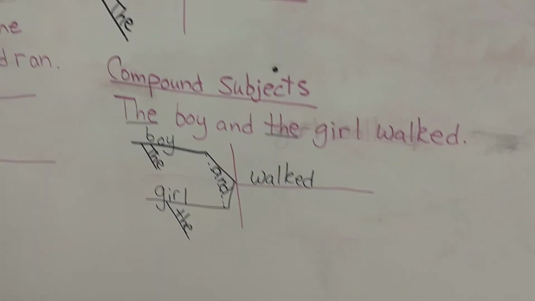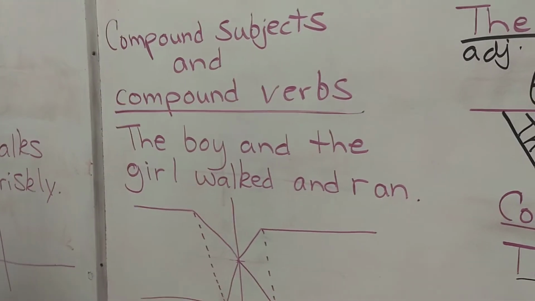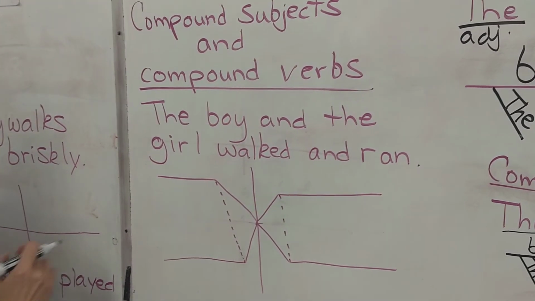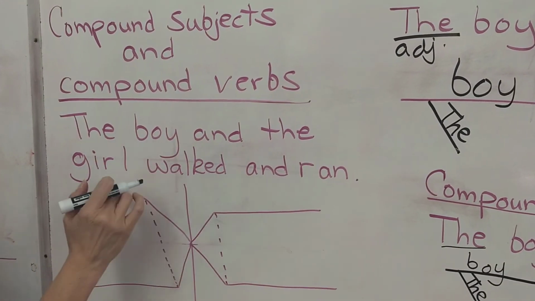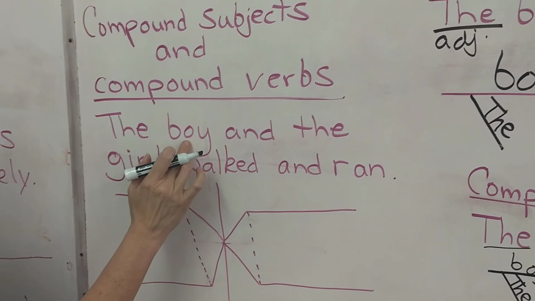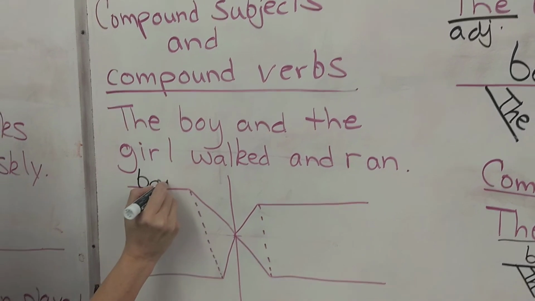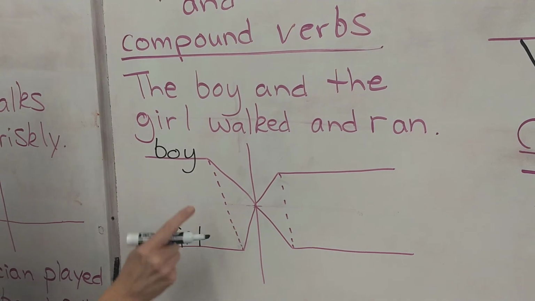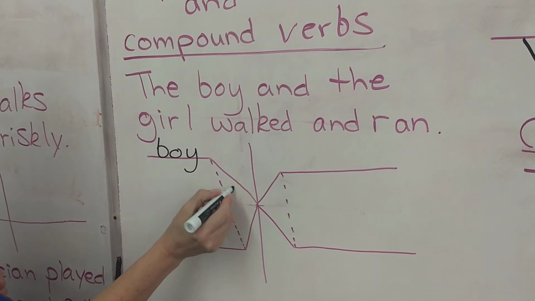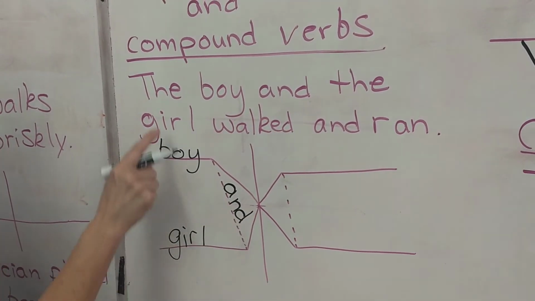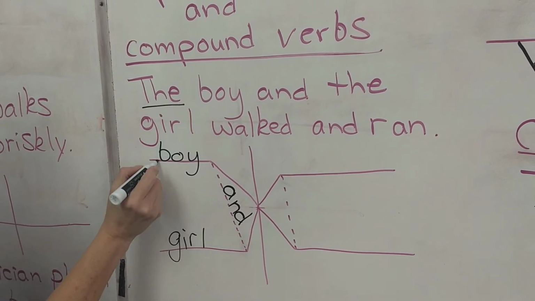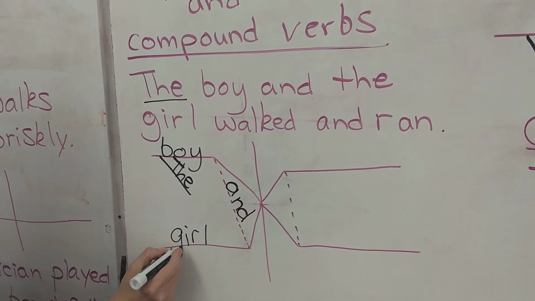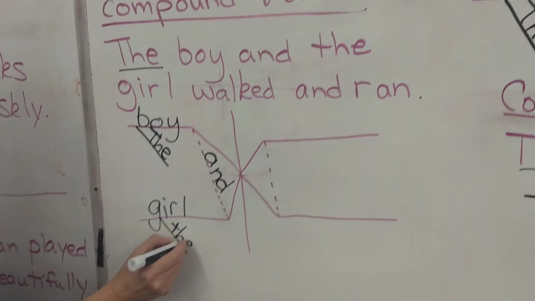Then we're going to come over here to compound subjects and compound verbs. So now we have a compound subject and a compound verb in the same sentence. Once again, I have the boy and the girl walked and ran. So I have boy as my subject, girl as my subject, same as I had before, joined by the conjunction and. I have the, which is going to go under boy once again because that's a modifier. The is going to go under girl because that's a modifier.